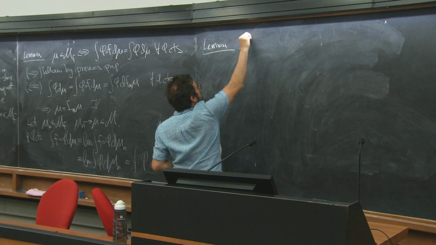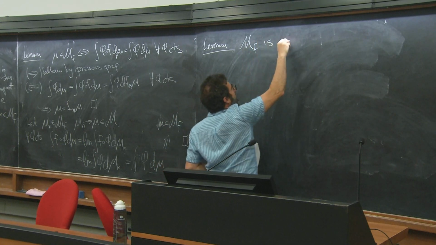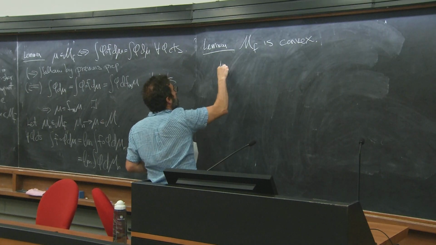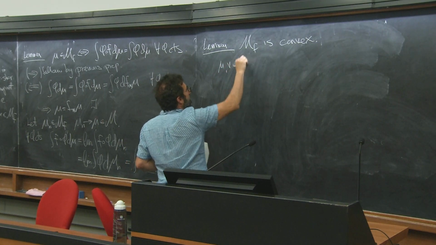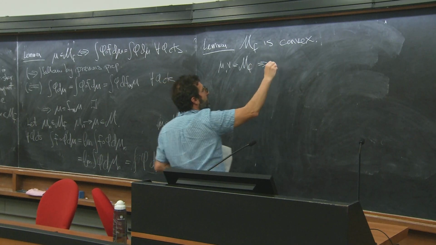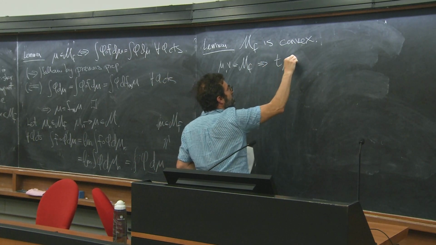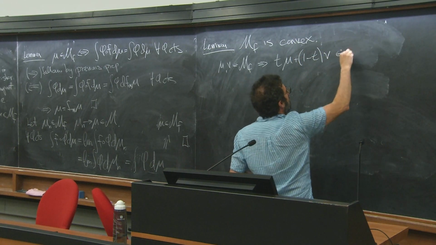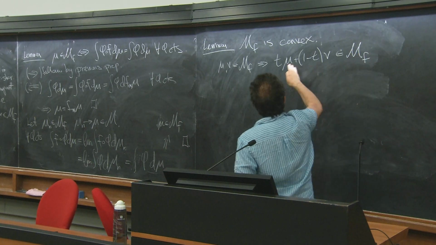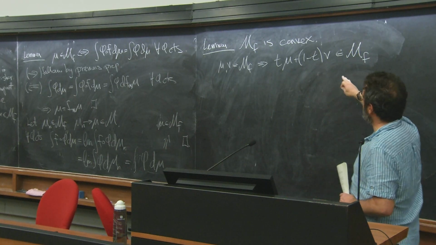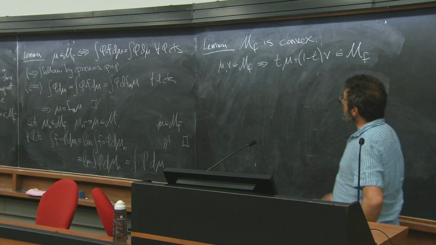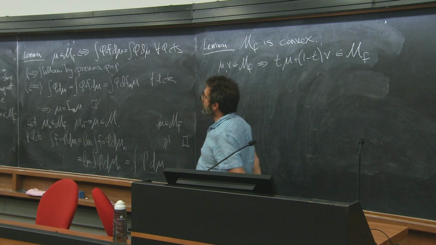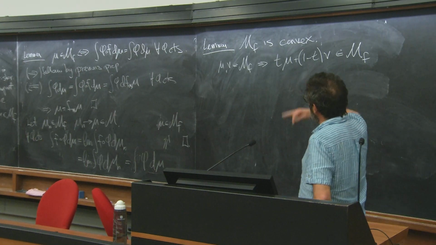that MF is convex. In other words, if mu and nu are invariant measures, this implies that t mu plus (1 minus t) nu is also invariant; this linear combination of measures is invariant. I will leave this as an exercise, but this does not require the assumptions of the Krylov-Bogolyubov theorem. This is just a general fact.